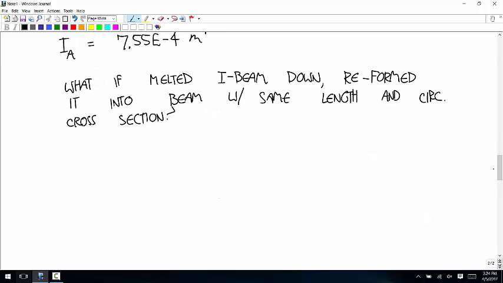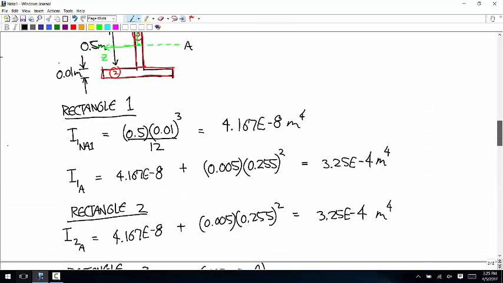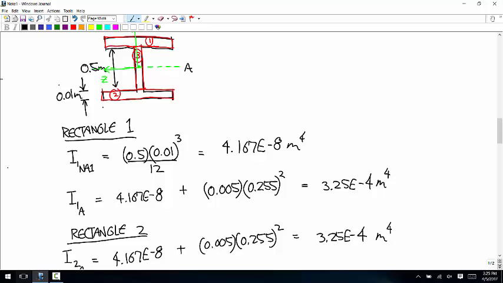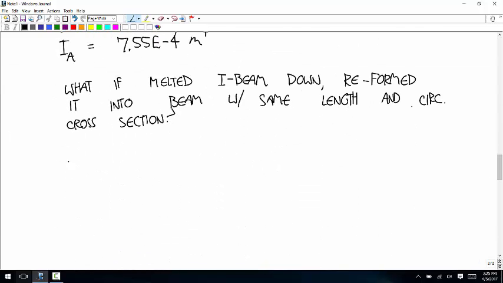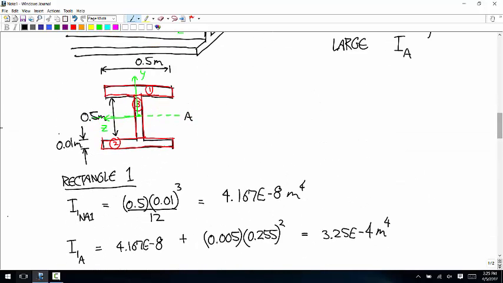Okay, so the total area is, we already calculated the areas of the top and bottom. Those are 0.005. There's two of those, plus another 0.005. That's the vertical piece. And so we get 0.015 meters squared. Those are just the areas of those three rectangles, just adding them together. I'm still working on my shapes.